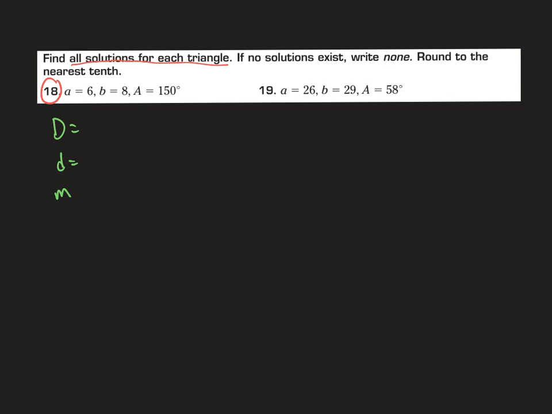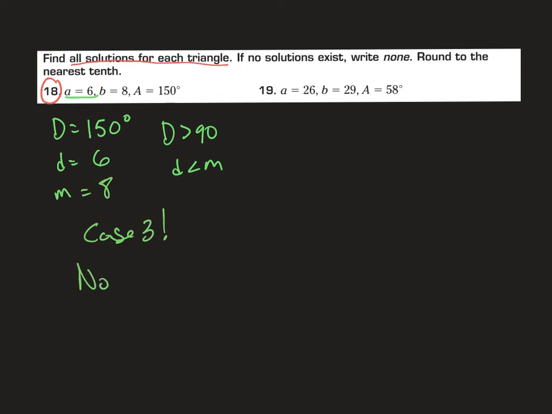Angle D is going to be 150. The side opposite that will be the 6, and then the adjacent side M will be 8. Now I want to look at my cases. D is bigger than 90, so it's either case 3 or case 4. And lowercase d is less than m. When I look at my cases, that is case 3, and case 3 means we don't have any more work to do. There's no solution for this triangle, so I'm going to put none because that's what they say to do up here.